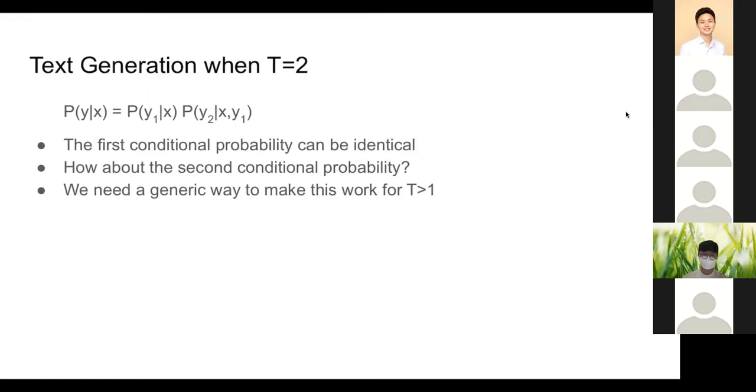What if T equals 2? Well, the first conditional probability can be identical, but then how about the second conditional probability? You have to create a second MLE. I will get to this later, but the point is that now you have a way of turning this one P of Y given X into a multiplication of two distributions. You basically want to make this generic and make it work for T bigger than one.